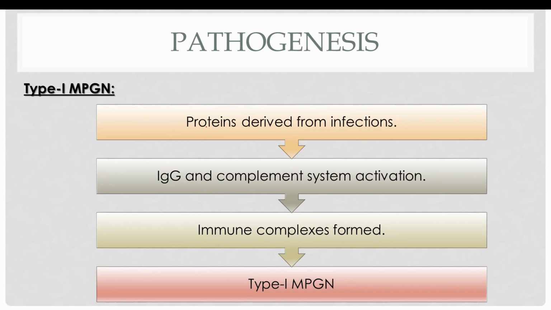So type 1 membranoproliferative glomerulonephritis is a classical immune complex disease which is driven by IgG or occasionally IgM antibodies. There are proteins derived from infections such as hepatitis B virus or hepatitis C virus. These proteins act as antigens which activate IgG and the complement system, resulting in immune complex formation. These antigens are either separately deposited in the glomeruli or preformed immune complexes are deposited in the glomeruli, which recruit inflammatory cells such as neutrophils, macrophages and monocytes and cause inflammation. The inflammation damages the glomeruli and glomerular basement membrane, resulting in proteinuria.